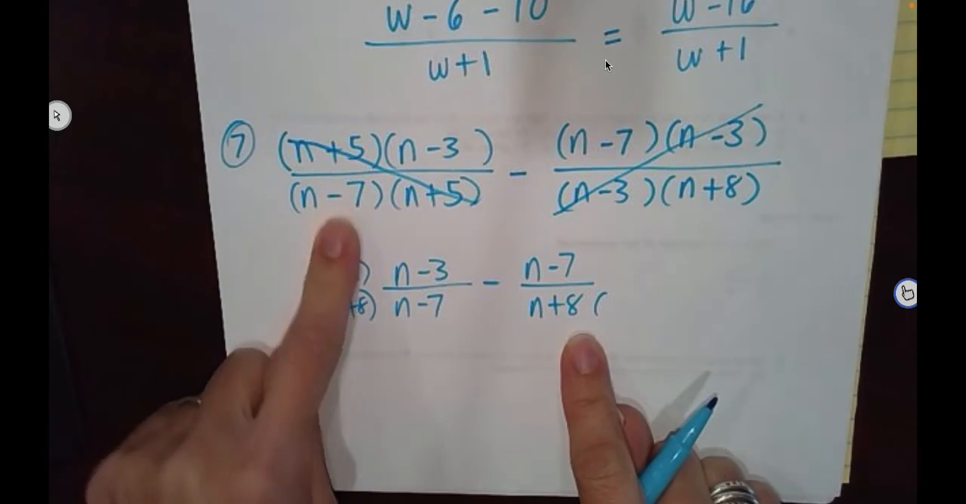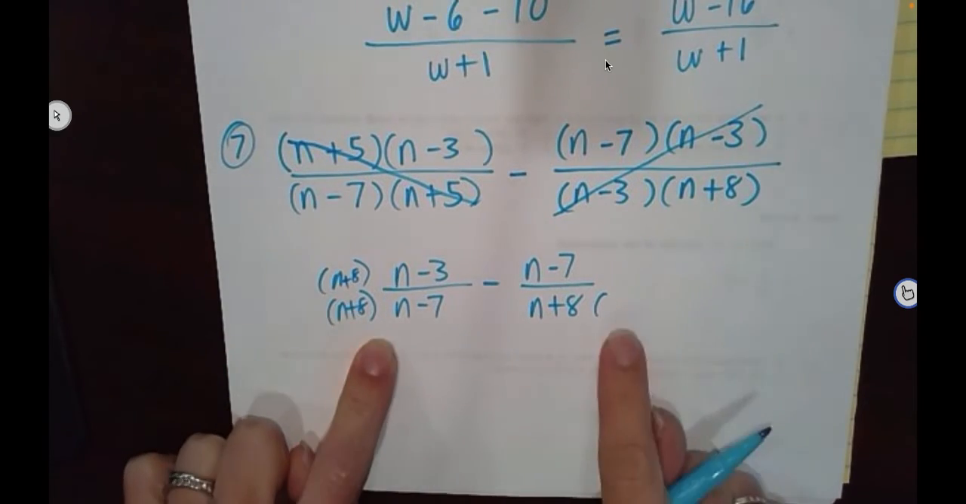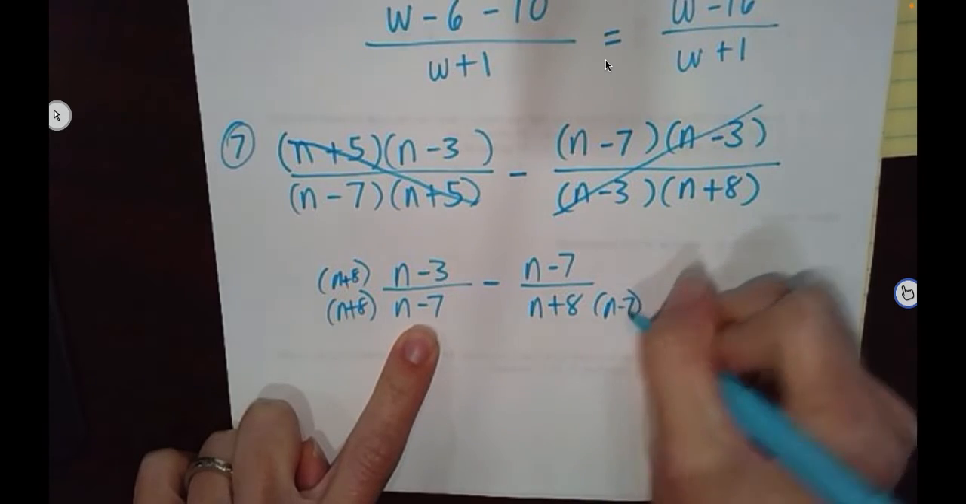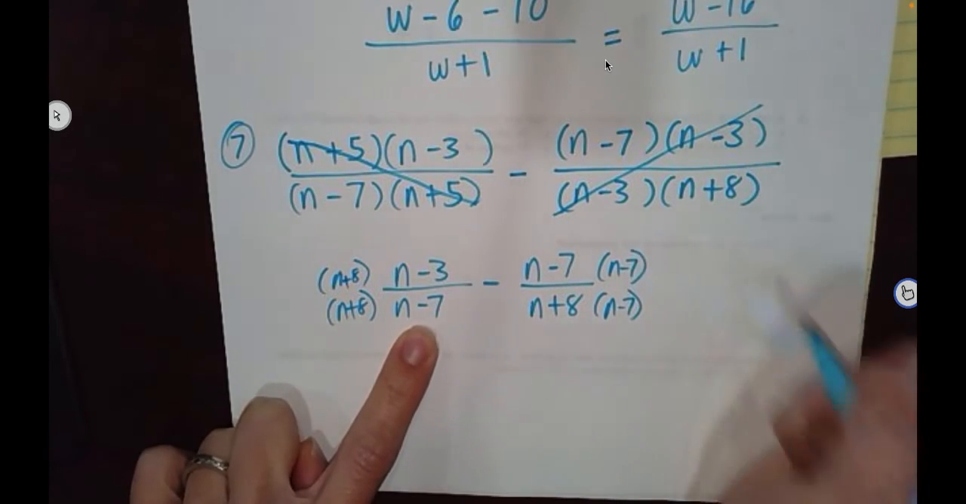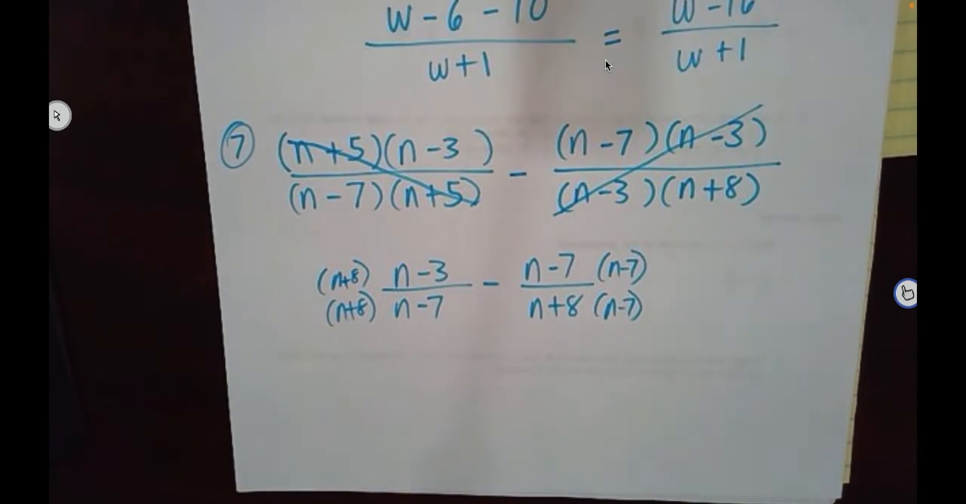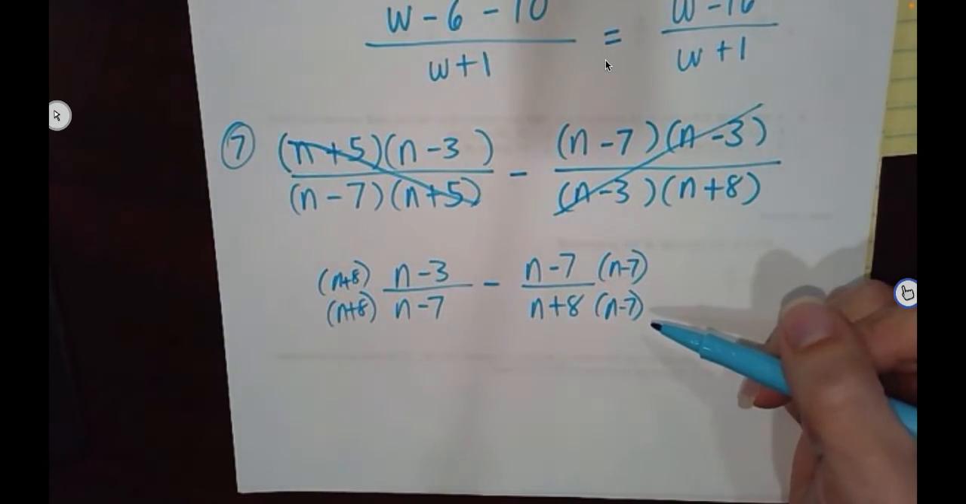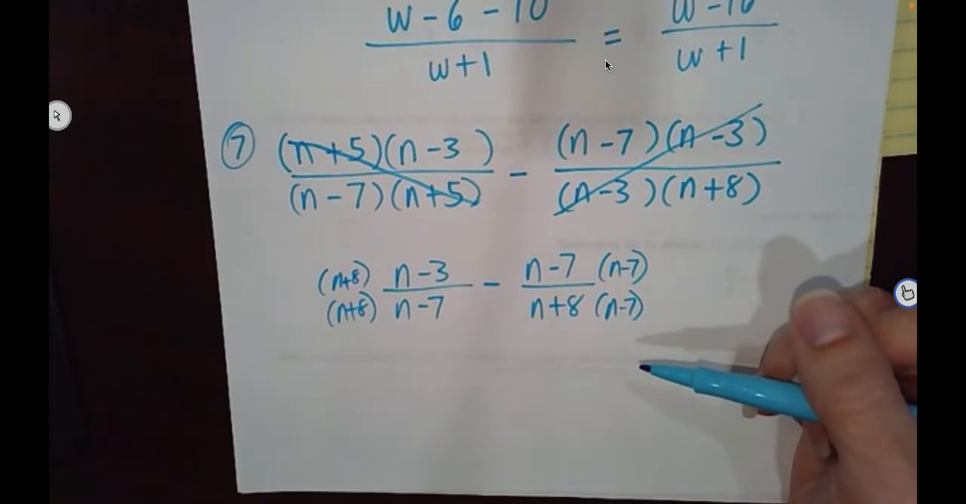And remember, you have to do it to the numerator and denominator. Now, what does this denominator need? N minus 3, an N minus 7. So you have to multiply. That makes no sense. There's no N minus 3 either. But that's the numerator. Yeah, the numerator doesn't matter on the fraction.